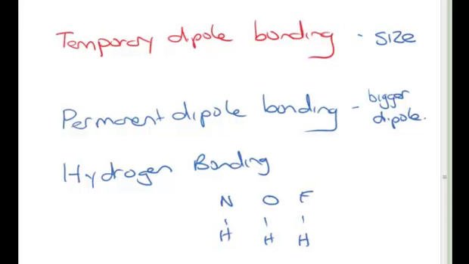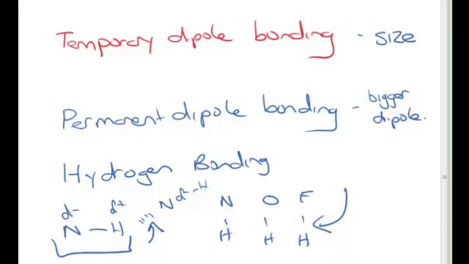Of course, this is not the bond itself. This is just what creates a dipole. So when we have N going to H, and we have a negative there, a small positive there, we'll have an attraction maybe to another negative. And this is the bond. This is just the dipole that's created because of that significant difference in electronegativity.